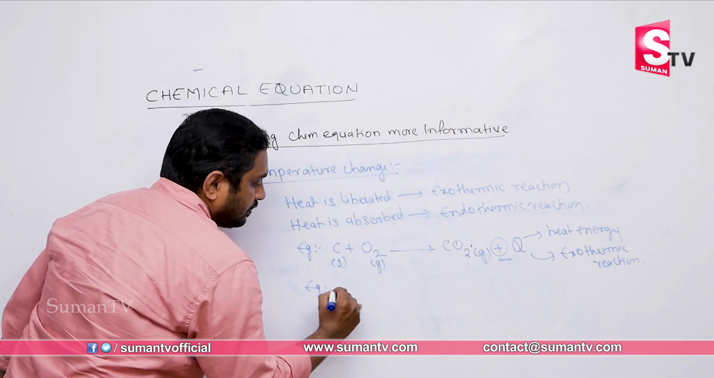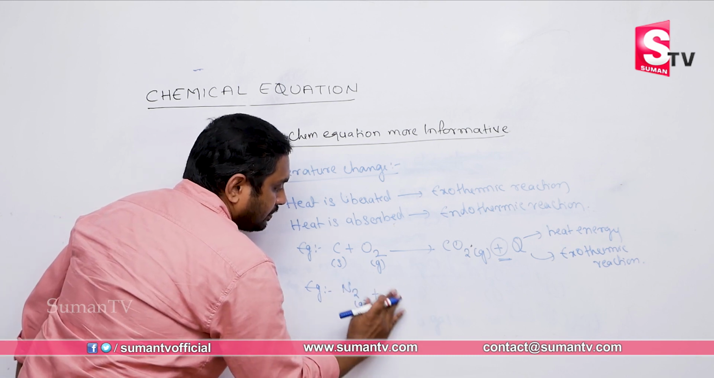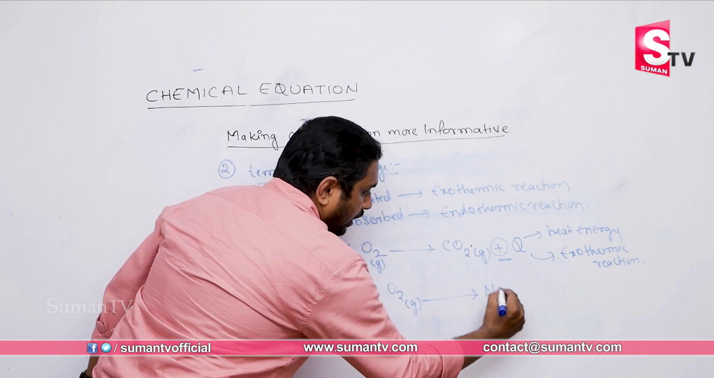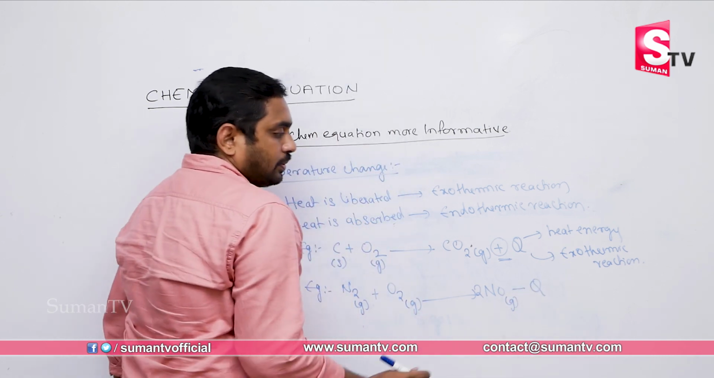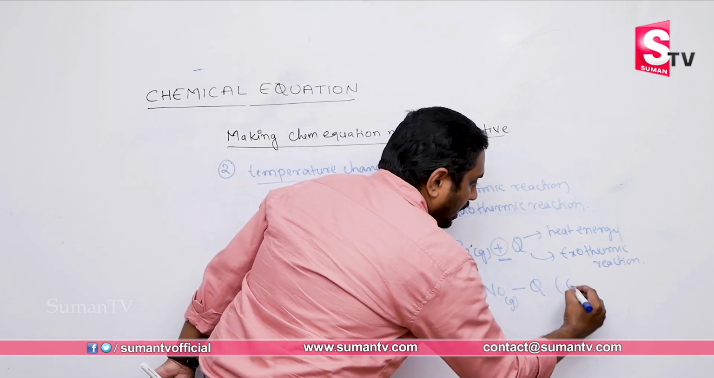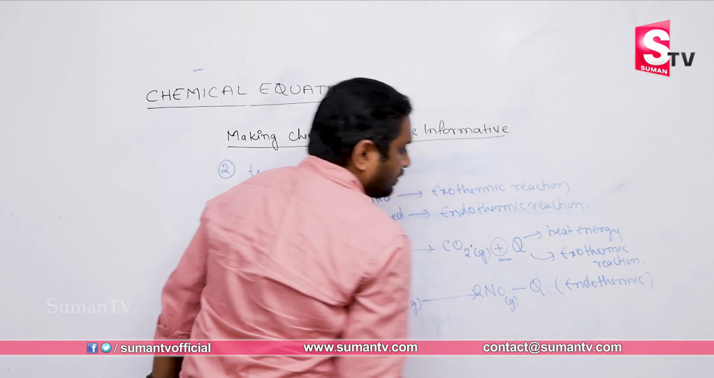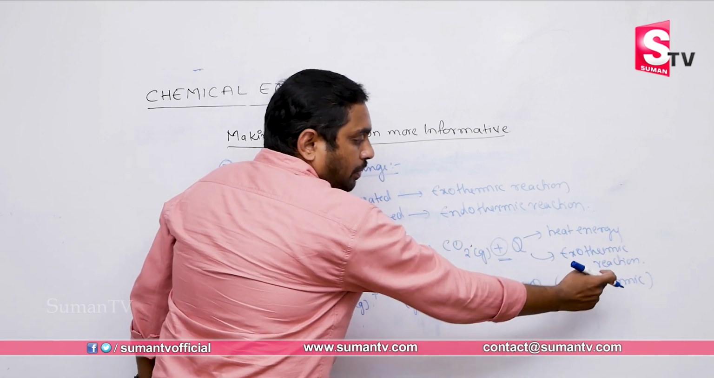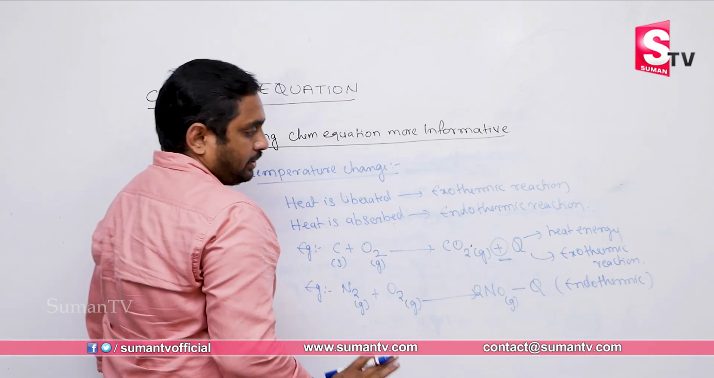Next example: dinitrogen gas reacts with dioxygen gas. It gives 2 moles of nitric oxide gas minus Q. Minus indicates in a chemical reaction endothermic. Heat liberated, exothermic reaction. Heat absorbed, endothermic reaction.